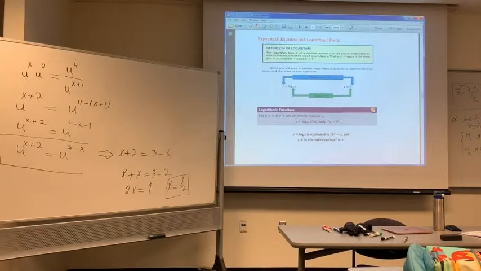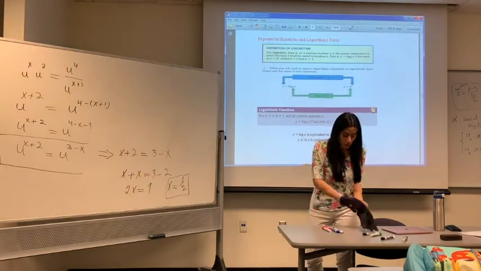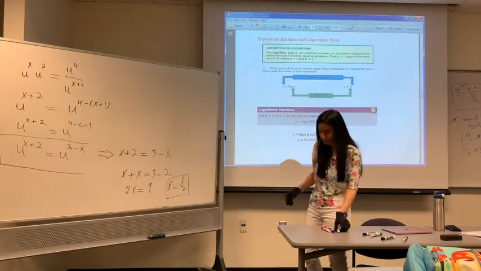It says the logarithm, base b of a positive number x, is the power or exponent to which the base b must be raised to produce x. So it means if we have y equal to log of x with base b, that is the same as x equal to b power y. b has to be positive and not equal to 1.